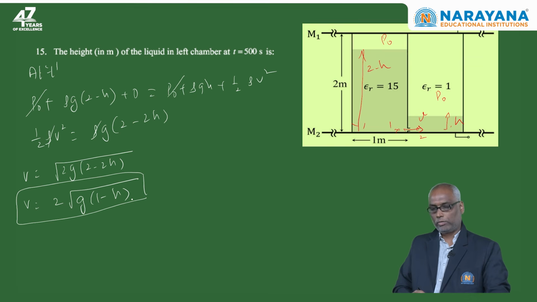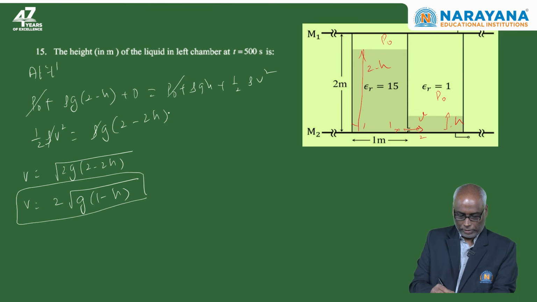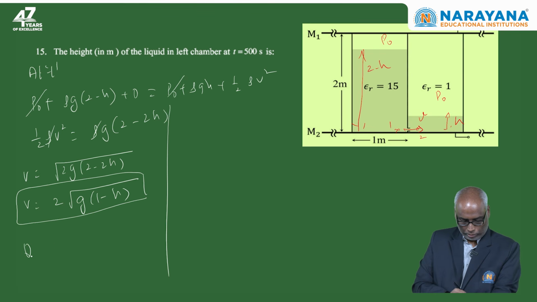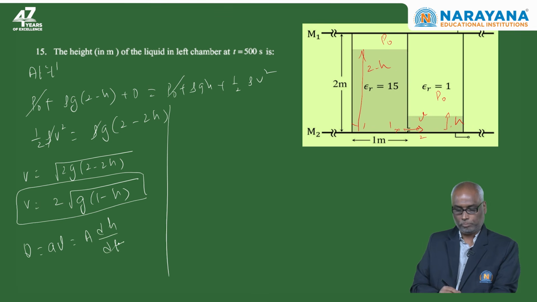When the height of the liquid in the right chamber is h, the velocity with which the fluid enters the right chamber is 2 root of g into (1 minus h). At this moment, the rate at which the fluid is entering the right chamber is equal to the rate at which the volume of the liquid in the right chamber is varying. So, rate of flow Q = Av, which becomes equal to capital A into dH divided by dt.